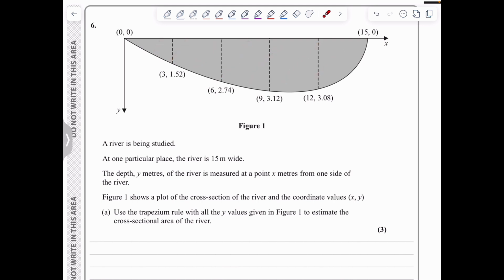So I will start by generating the table of values. We've got the x values here, and we can see that they've got a constant difference of 3. That's going to be the height of the trapezia, and these are the corresponding y values.